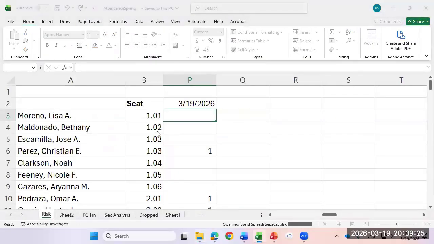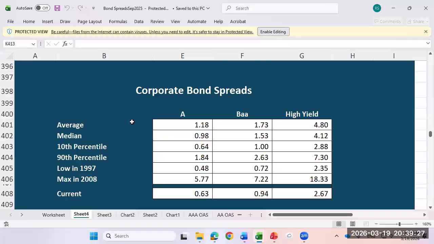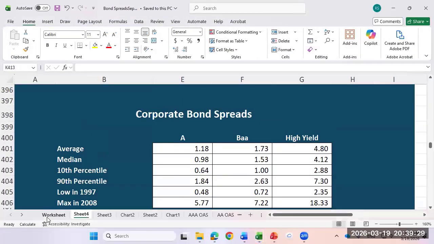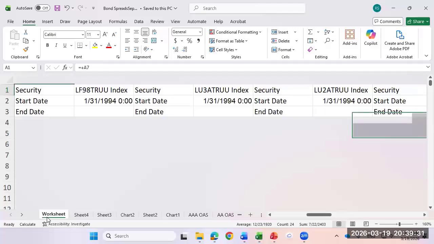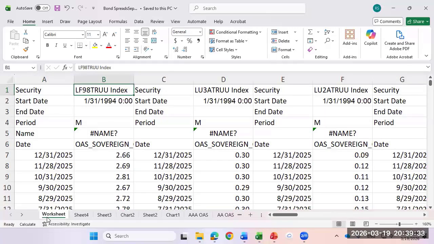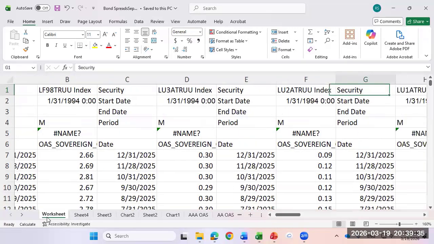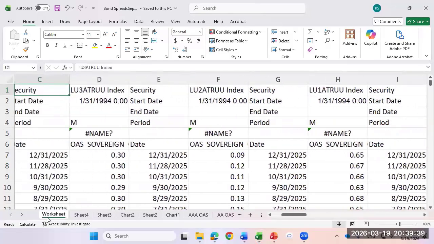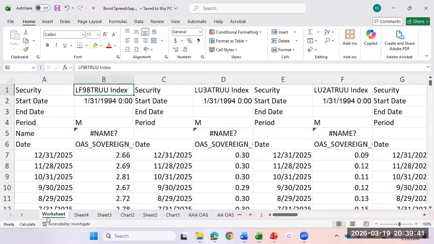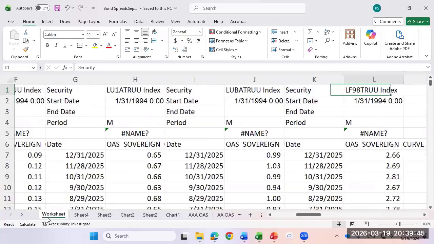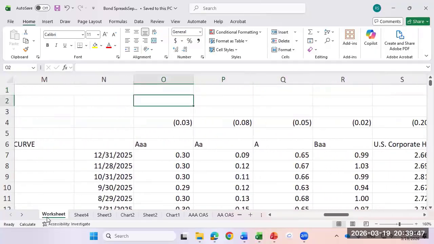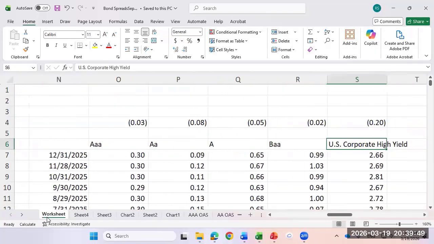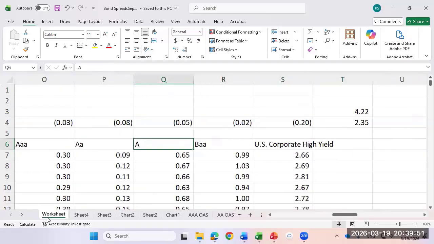Through September last year. Now you can do this in Bloomberg. Bloomberg has a ticker for each credit quality. It doesn't tell you much when you look at it. What is LF98TRUU? It doesn't tell you much, but it's the AAA, AA, single A, triple B, and high yield.